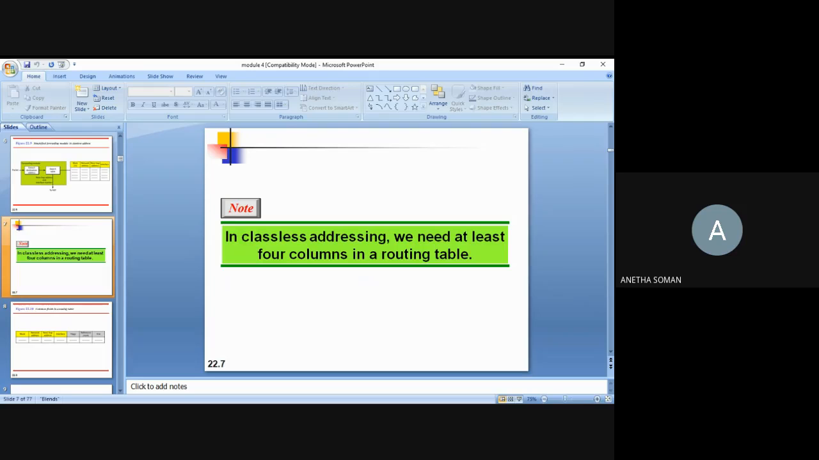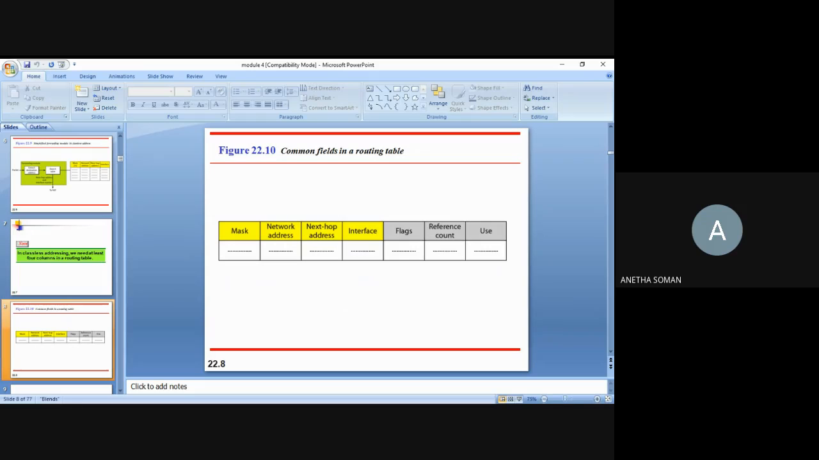Okay, now what are the common fields in the routing table? Other than the minimum 4 columns, you have other columns also like flags, reference count, and use. So these are the common fields in a routing table. The first one is the mask field. You know the importance of the mask. The mask defines, if you want to enter into a particular network, you require a mask. So that is specified in the routing table, right?